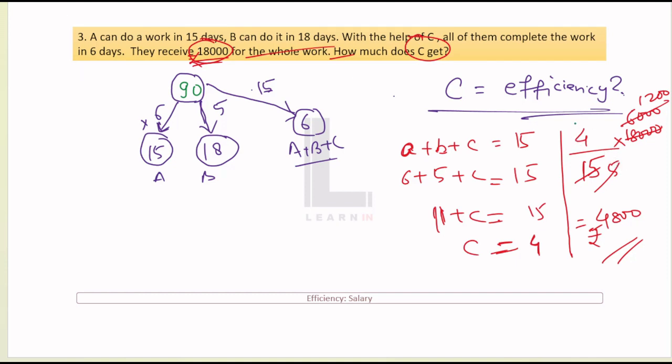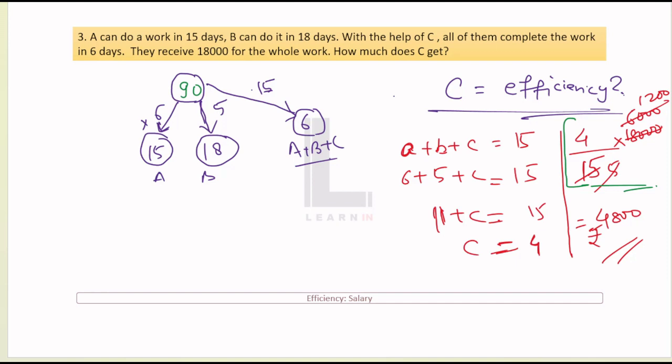Which step is really important? This step is really important. So this is the way in which you can get this work done, or get the amount which C gets. Always remember, the efficiency is responsible for the amount you get.